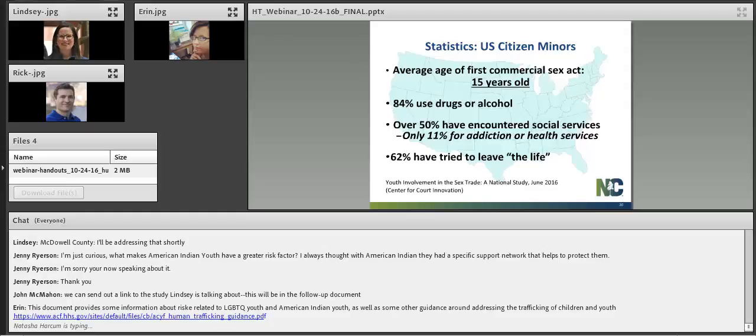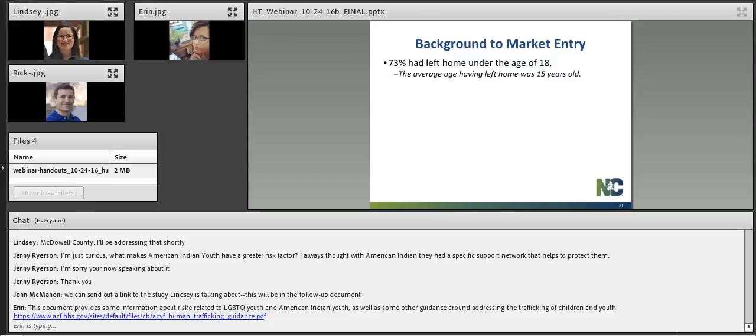62% of them disclosed that they had tried to leave the life and were unable to do so in that study. And then 73% of them had left home under the age of 18. The average age for having left home was 15 years old, which again was the average age of the first commercial sex act. So that's not coincidental.